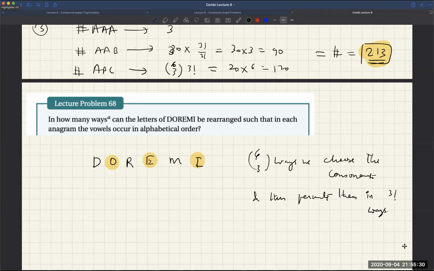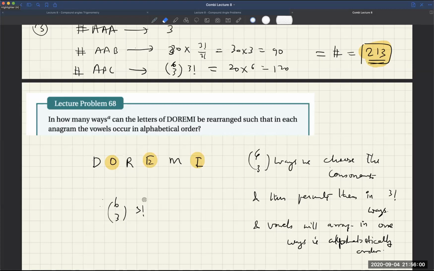Consonants I'm permuting. Okay. And vowels will be arranged in one way, that is alphabetical order. Am I clear? They have only one option, because they should be in alphabetical order or ascending order, whatever you say. Yeah. So that's why the total ways are 6 choose 3 into 3 factorial. Am I clear with this? Is this fine, guys? So I think this comes out to be 120.